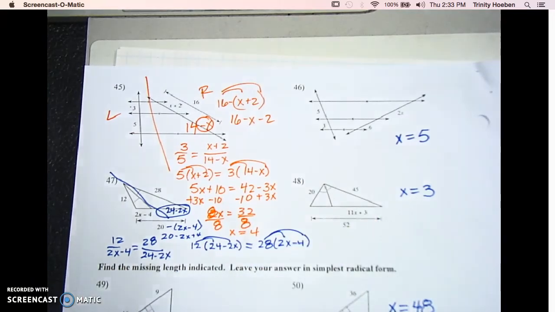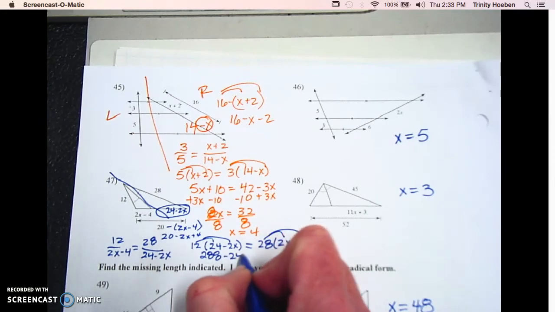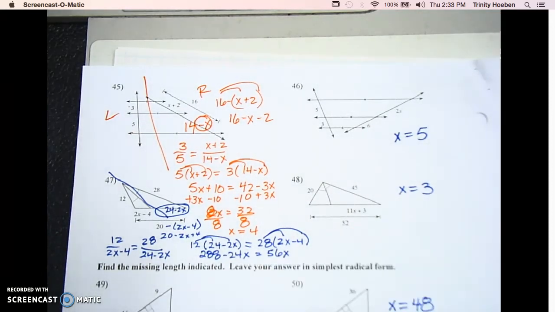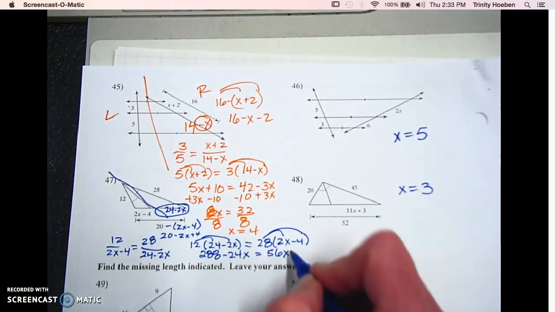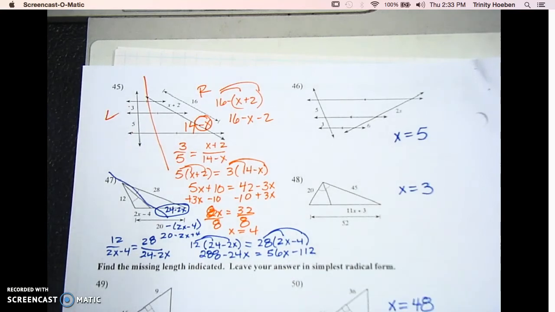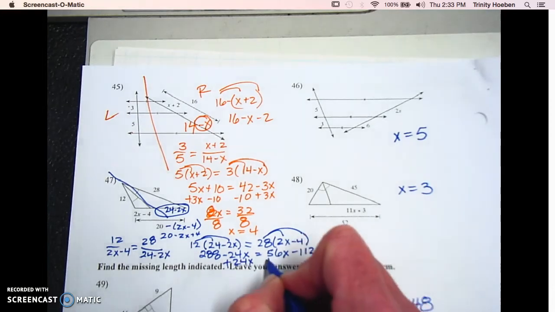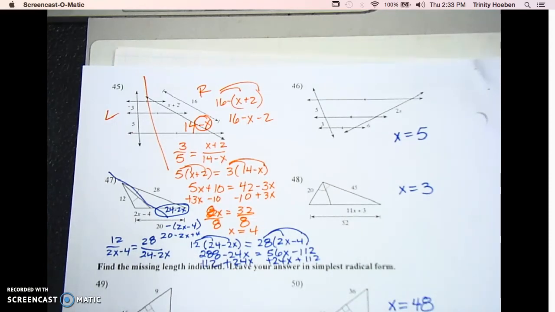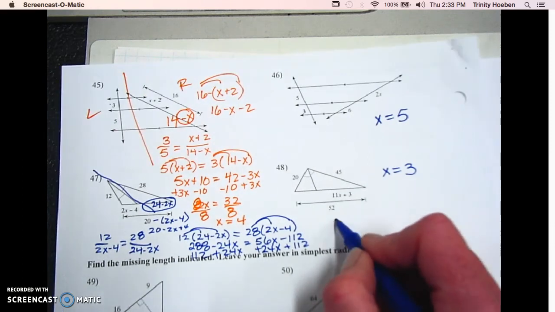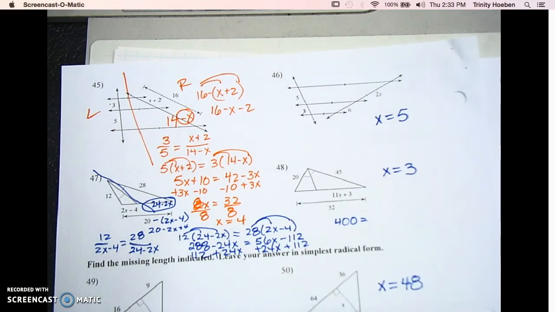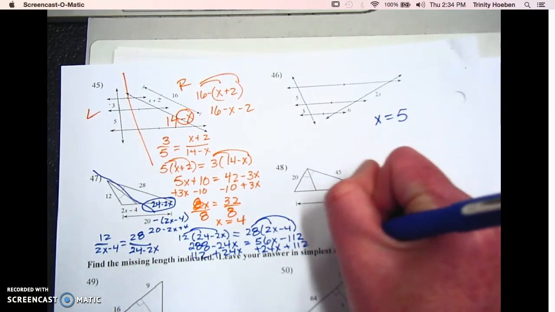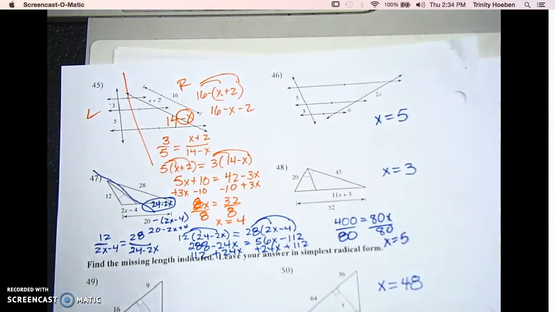So 12 times 24 is 288 minus 24x, and 28 times 2 is 56x, and 28 times negative 4 is negative 112. So let's see, we want to add 24x to both sides and add 112 to both sides. So 288 plus 112, I got 400. And 56x plus 24x is 80x. So if we divide both sides by 80, we get x equals 5. That was a lot of work.